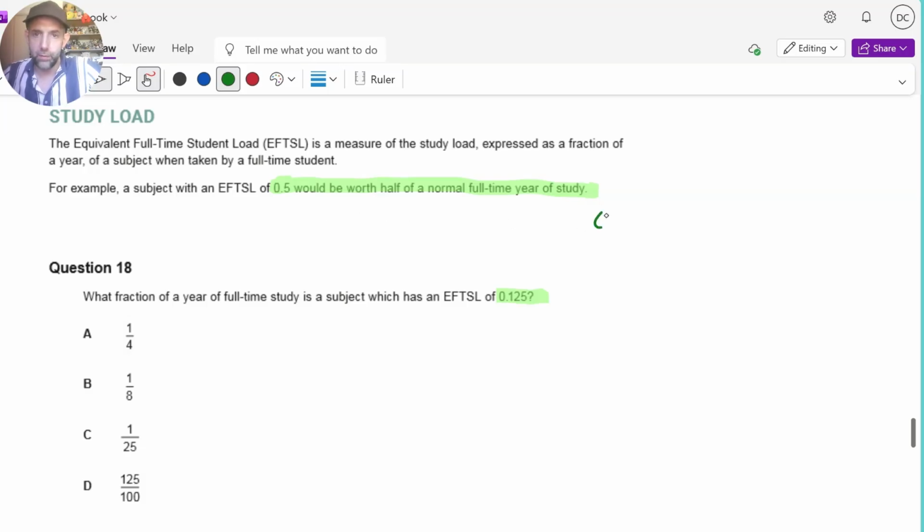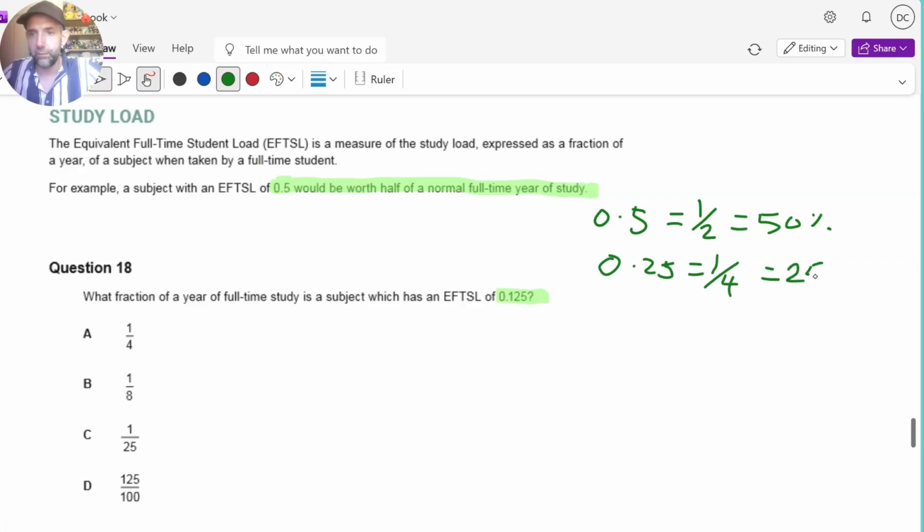0.5 is a half, okay? So 0.5 is a half, which is also 50%. And most students that I work with know this one. They're also fine with 0.25 equaling a quarter, which is 25%. But then if we half this number here, half of 0.25 is actually 0.125. So that means it's a half, a quarter, it's 1/8, and it's also 12.5%.